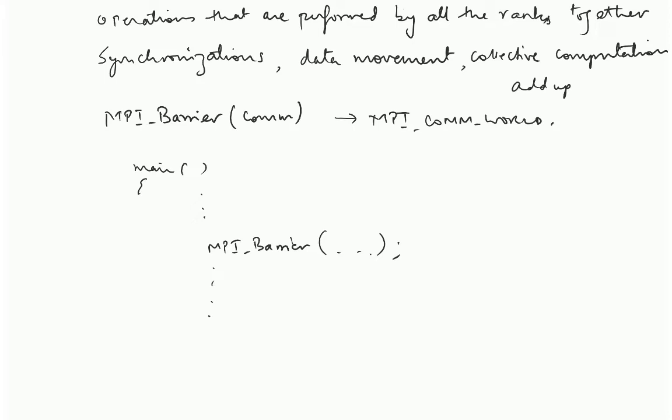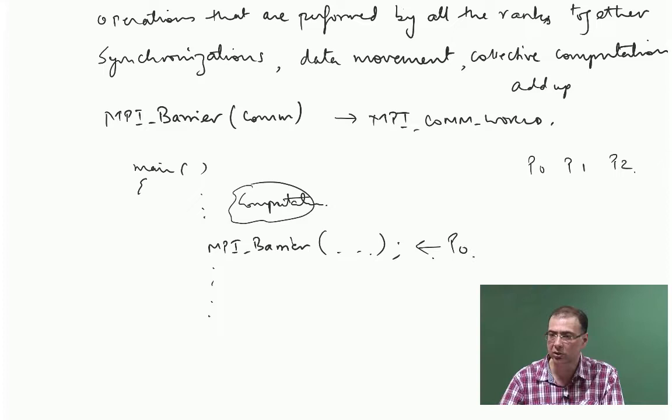Maybe you're doing some computation, and at this point you call MPI barrier. Let's say there are three processes, P0, P1, P2. If P0 reaches here, it's not going to come out of this call, MPI barrier. It's a blocking call. So it's not going to exit this call until P1 and P2 have also reached MPI barrier in their respective codes.